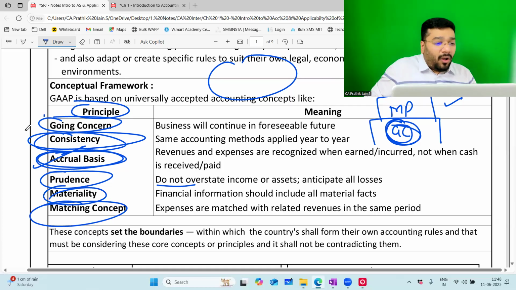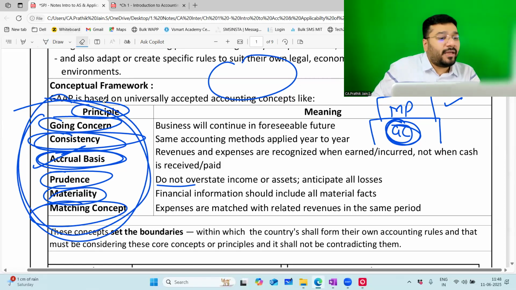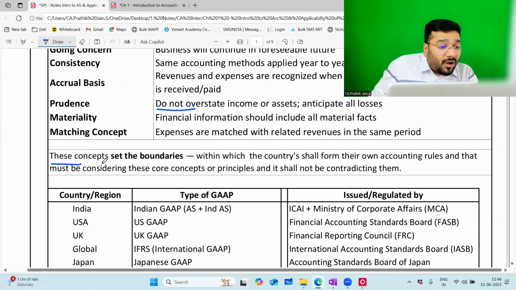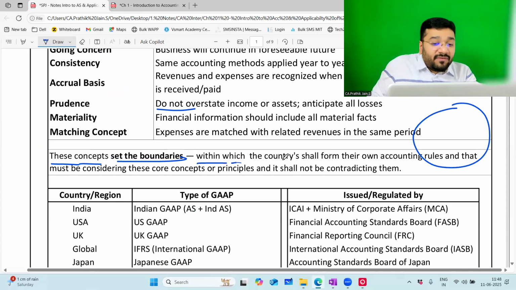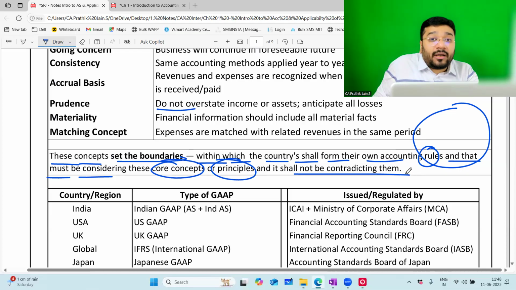Materiality, matching concept, all these are principles that have been laid down by GAAP. I'm not going too much into depth because I've discussed this in depth already in foundation. Maybe if time permits, we'll discuss one more time. These concepts set the boundaries. Boundaries means what? An outline circle within which the country shall form their own accounting rules. And that must be considered. That means the accounting rules you are framing in the respective country should consider these core concepts, the core principles of GAAP, and you should not be contradicting them.